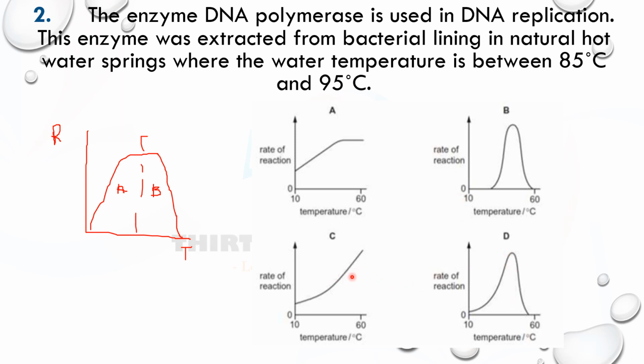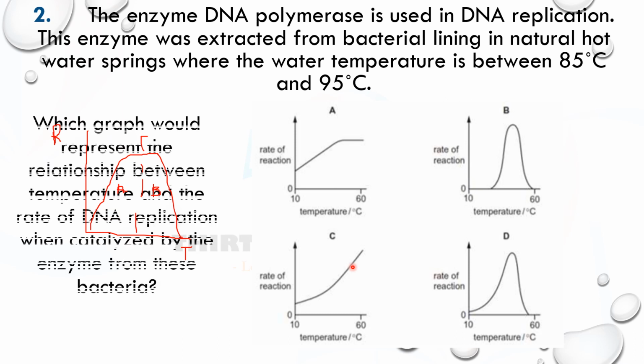Now C seems to be correct because at 60 the rate of reaction is still increasing. It hasn't reached, can you see it? See it now, it has not reached the optimum. Okay, so it keeps increasing. All right, what do you think is the answer? Okay, and that's what it says here.